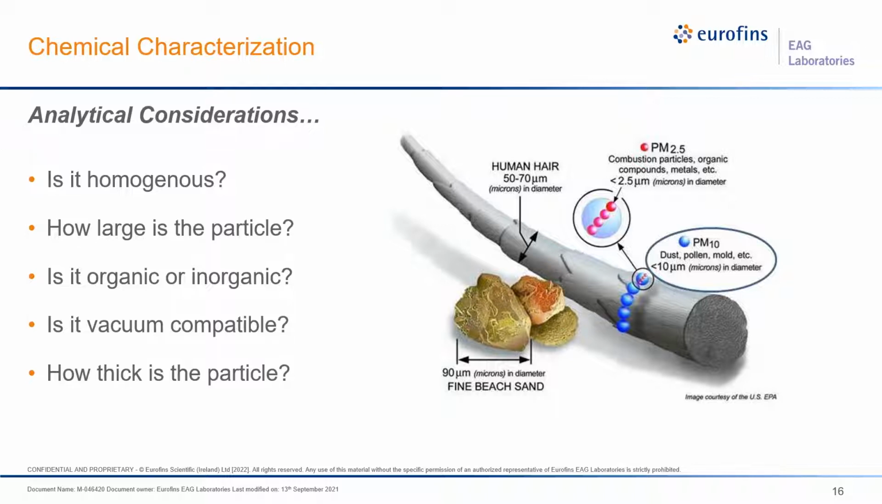And of course, how thick the particle is. Some of the techniques only penetrate a small thin layer of it. If we want bulk material, do we want to have a cross section? Are the particulates homogeneous throughout the different layers? Those are the questions we ask as well.